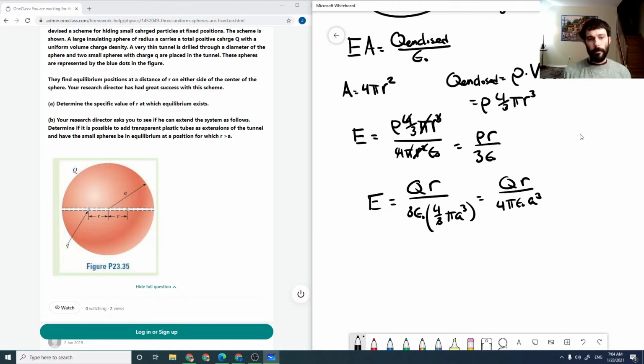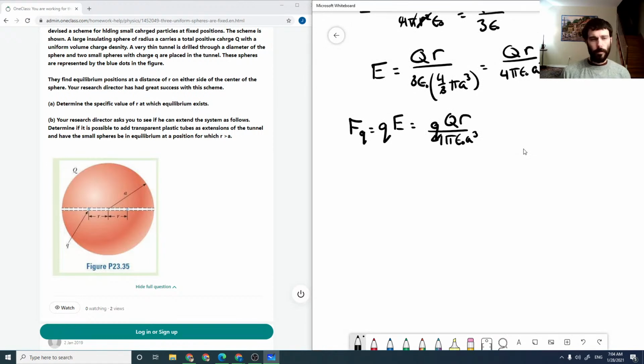So then our force on a charge Q is just QE. So that'll be QR over 4 pi E naught A cubed. So that's our force on a charge.